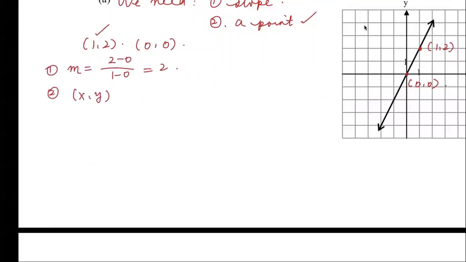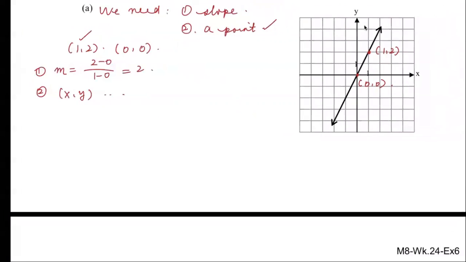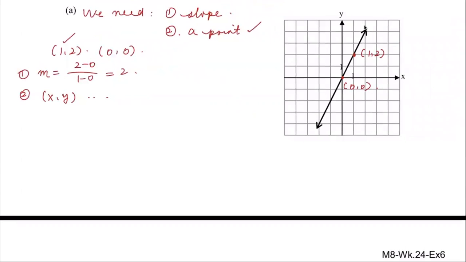We let xy be all the points on the straight line. xy is a general form of all the points on the straight line, which means this point can be represented as xy. This point can be represented as xy. This point can be represented as xy, right? Because it doesn't matter which point xy is, the slope formula always works, as long as xy is on the straight line.